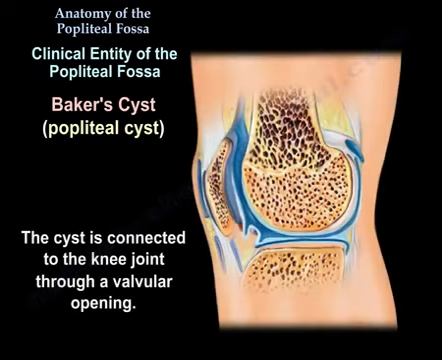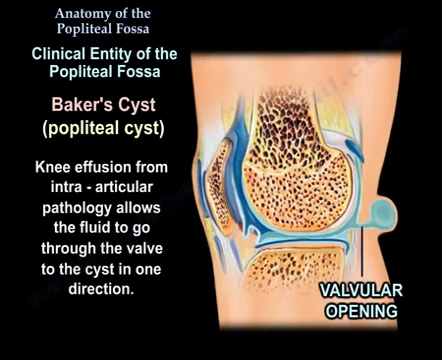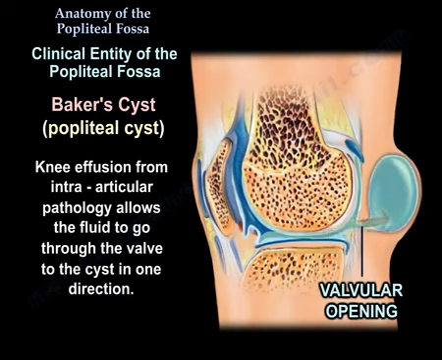The cyst is connected to the knee joint through a valvular opening. Knee effusion from the intra-articular pathology allows the fluid to go through the valve to the cyst in one direction.